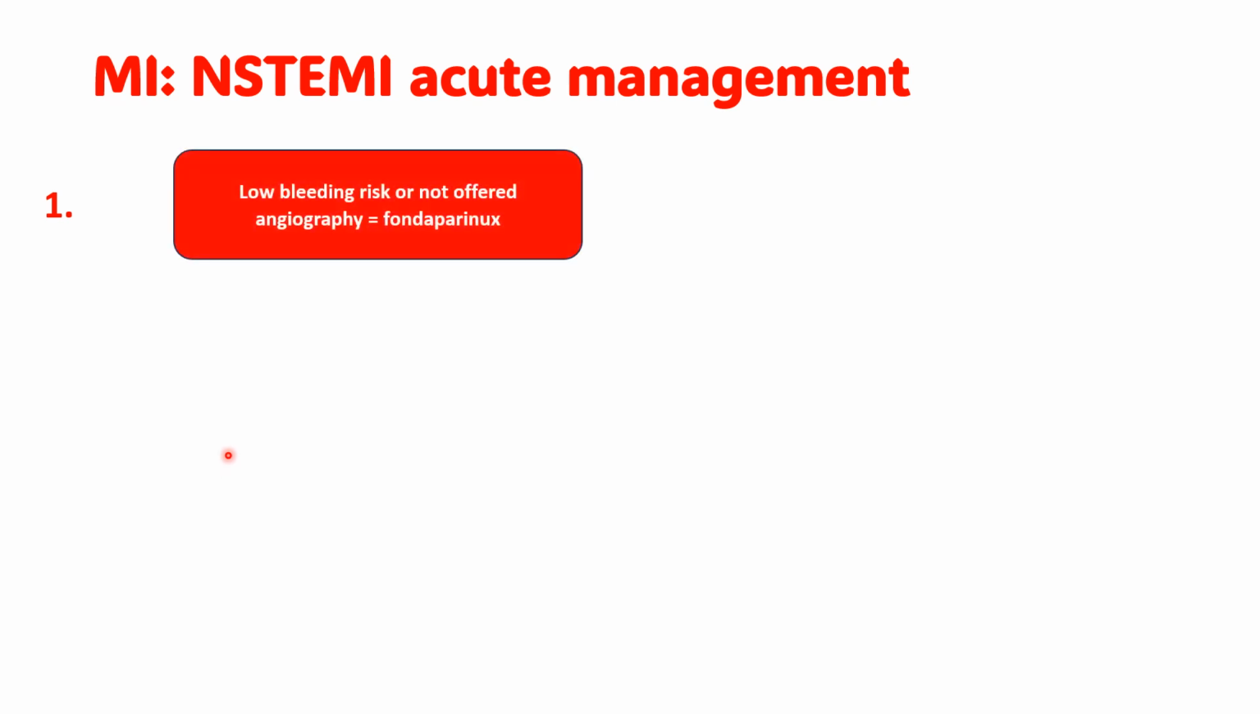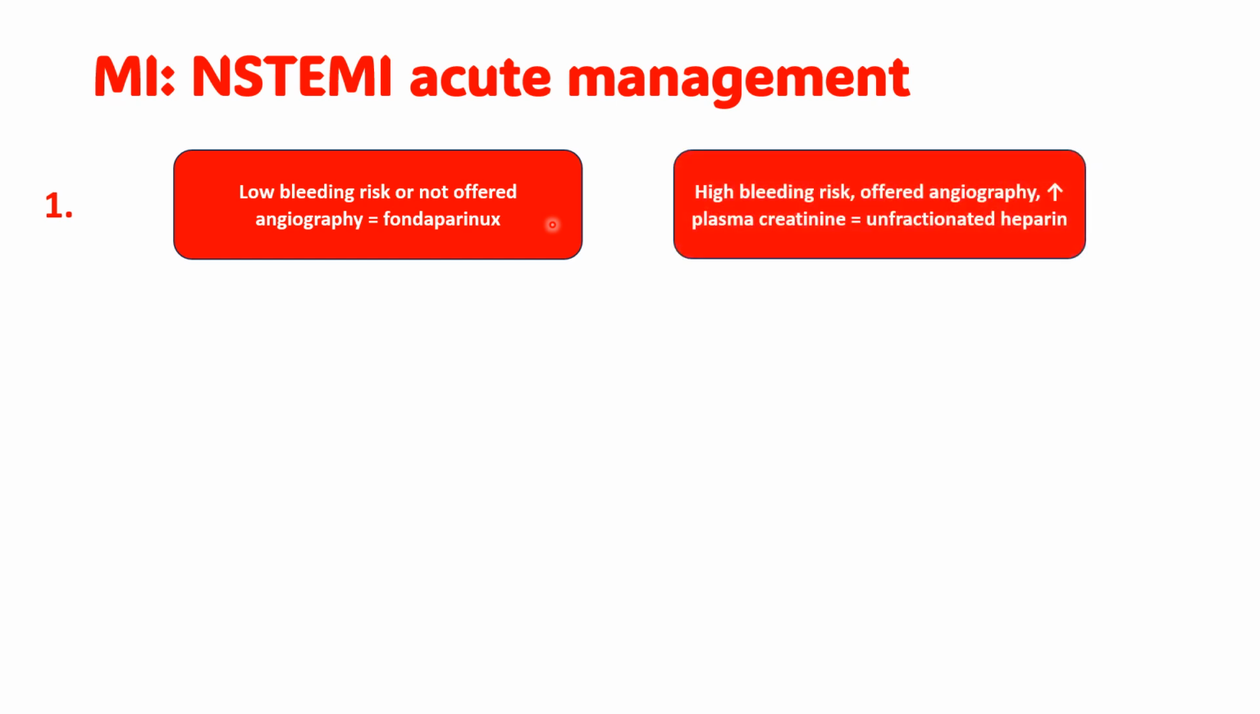So let's talk about NSTEMI in the acute management. So firstly, if there's a low bleeding risk or they're not offered angiography, you want to start them on fondaparinux, which is a synthetic low molecular weight heparin. If there's high bleeding risk and they're offered angiography, or there's an increased plasma creatinine, which could indicate some kidney problems, we want to use unfractionated heparin. It's much kinder to the kidneys.